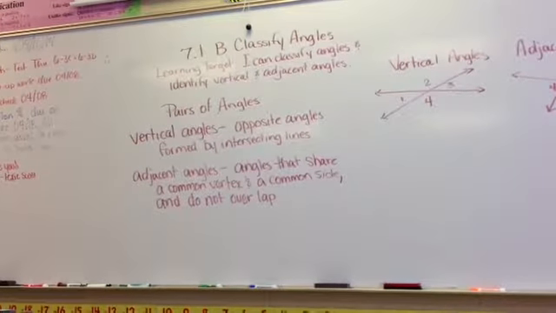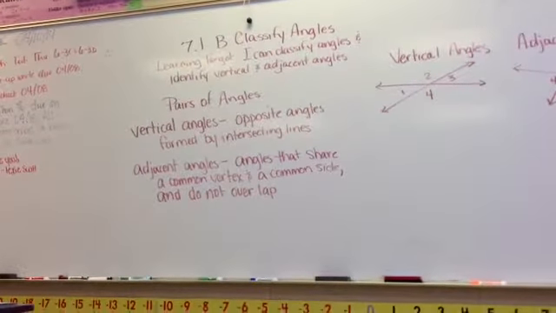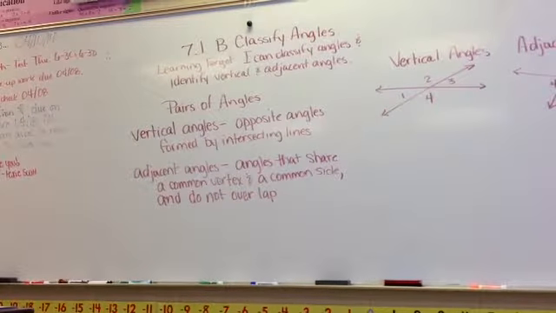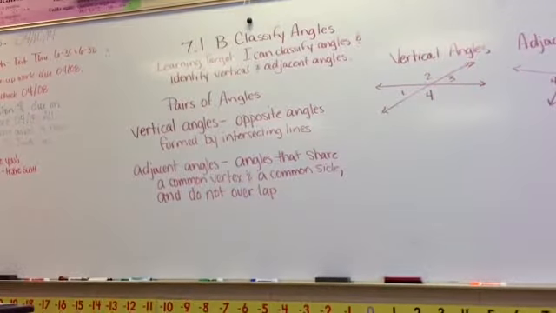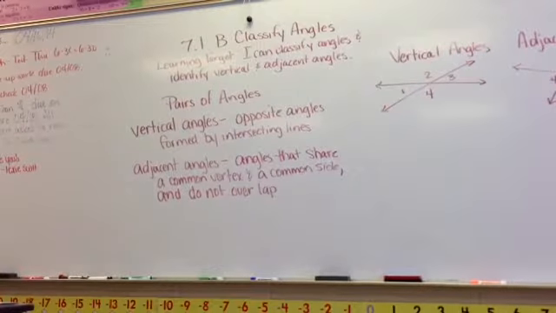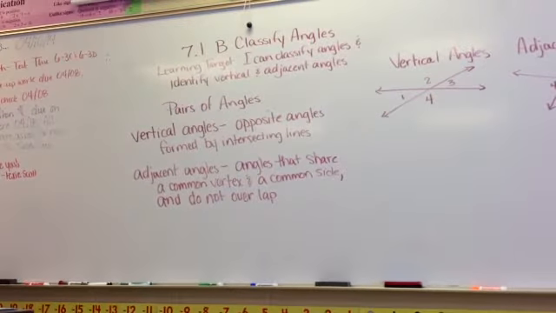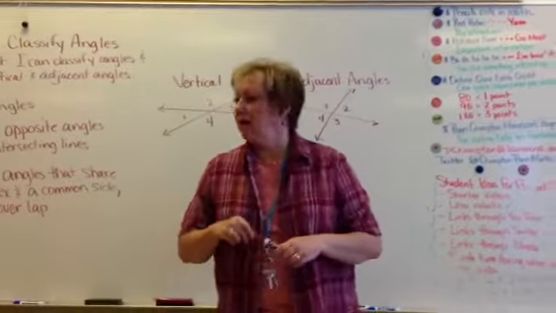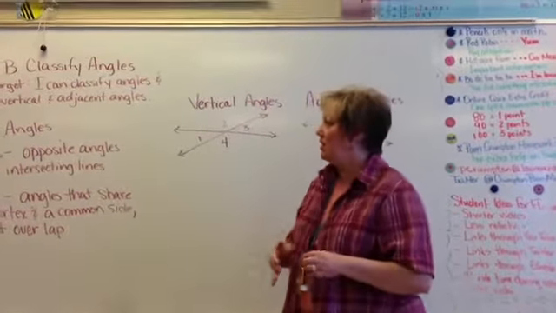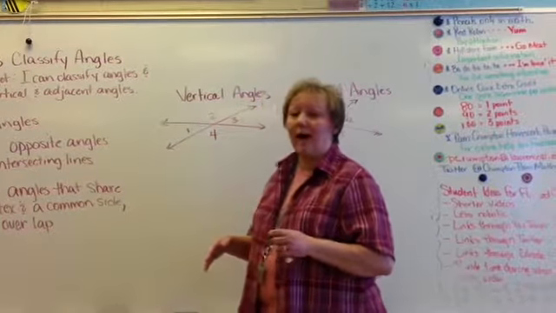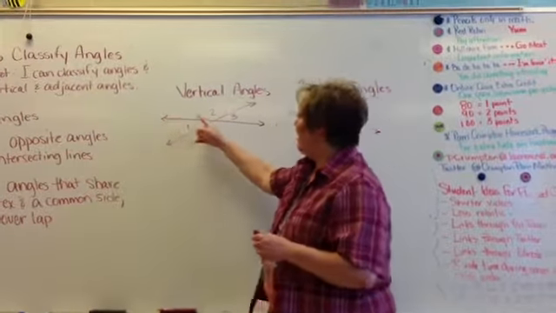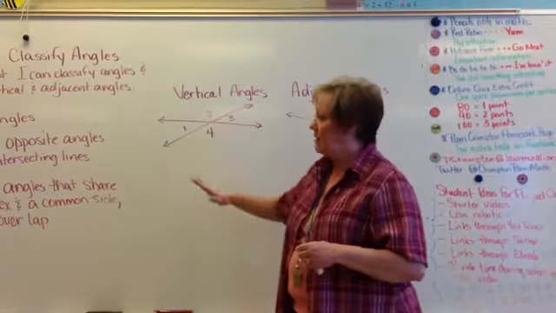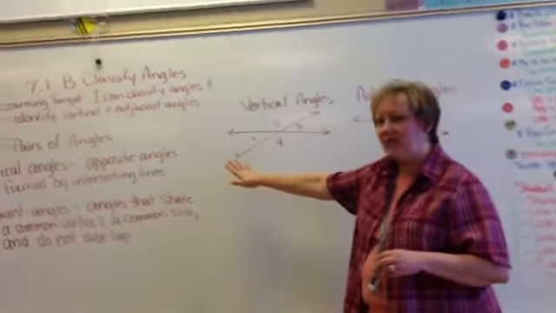Here are some examples for pairs of angles, definitions and examples. Vertical angles are opposite angles formed by intersecting lines. Adjacent angles are angles that share a common vertex and a common side, and they do not overlap. Okay, let's look at an illustration here for vertical angles. Vertical angles by definition are opposite angles formed by intersecting lines. Here I have intersecting lines. Now by definition it says opposite angles.